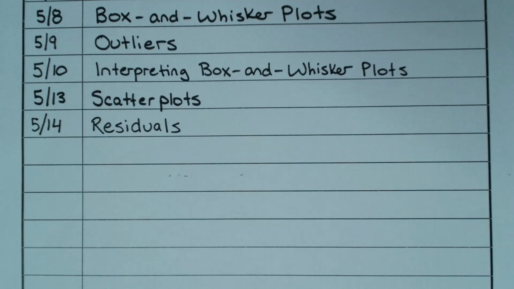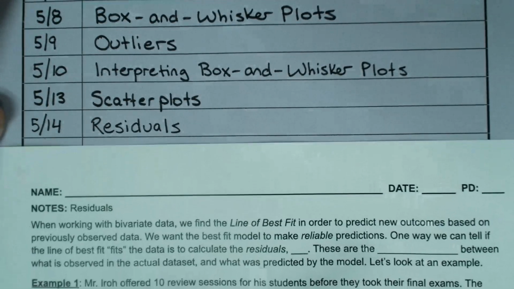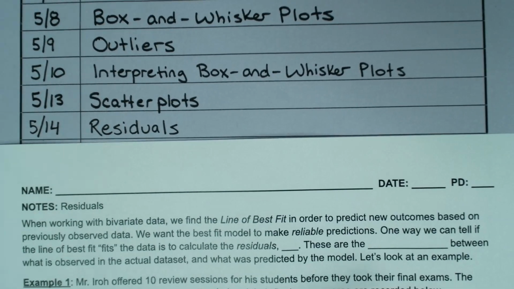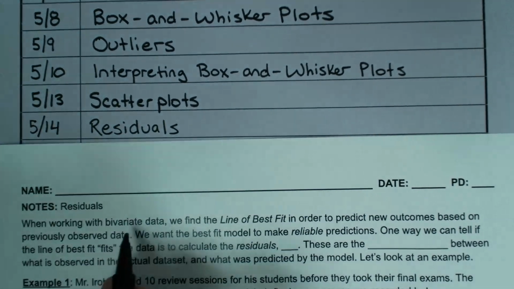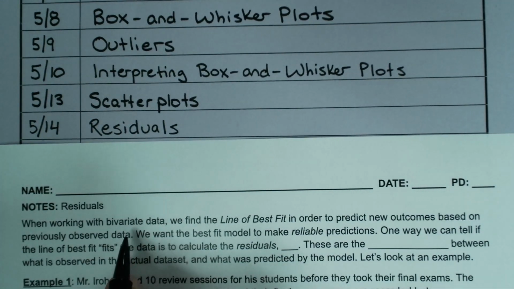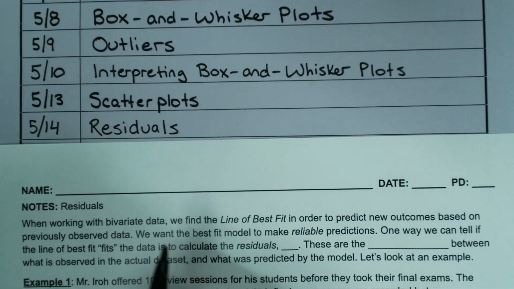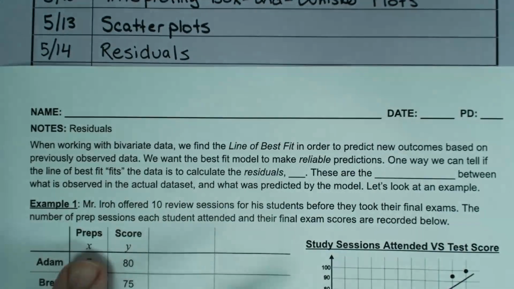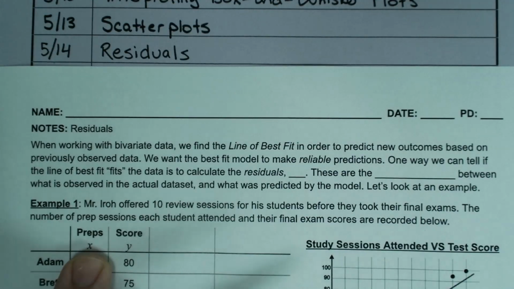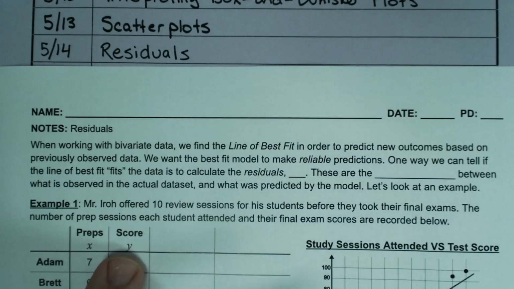So our next topic in chapter 6 is residuals. And residuals go hand in hand with scatter plots. So we started with bivariate data yesterday, data that has two variables. Looking down at example 1, it's talking about the variable of how many times did they go to a study session versus the other variable, what score did they make on the test.